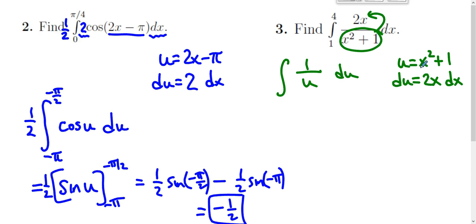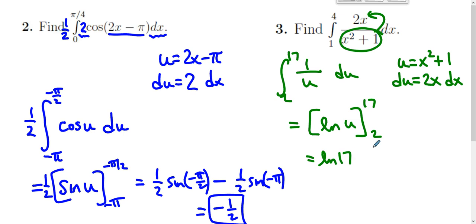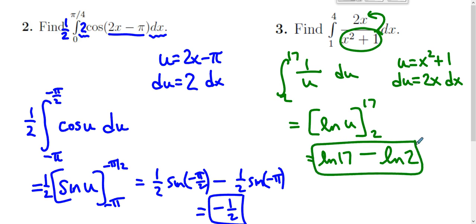When x is 1, what's u? When x is 4, what's u? And now we recognize that this integral has the same answer that this one does, so we do this integral because it's easier. We take an antiderivative, sub, sub, and subtract. Sub, and subtract.